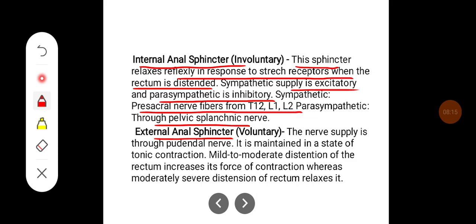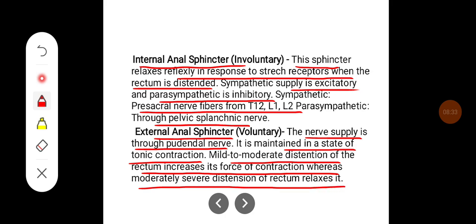The nerve supply of the external anal sphincter occurs through the pudendal nerve. It is maintained in a state of tonic contraction. Mild to moderate distension of the rectum increases its force of contraction, whereas moderately severe distension of the rectum relaxes it.